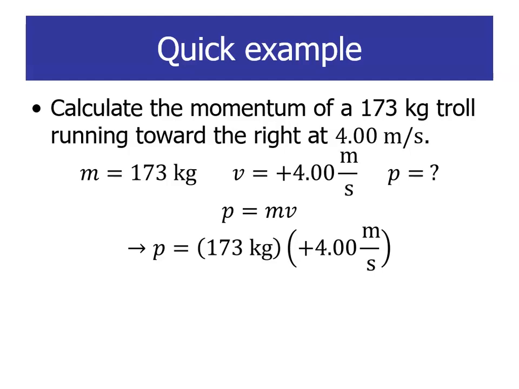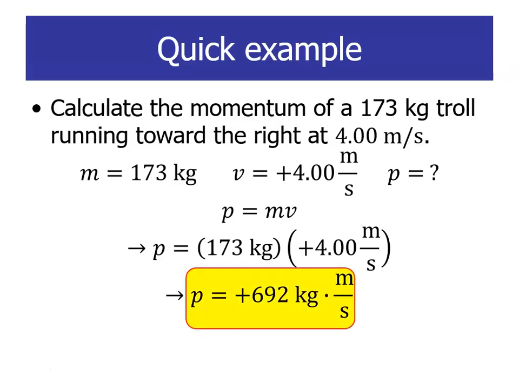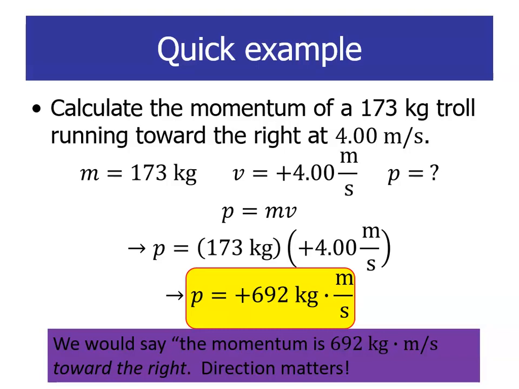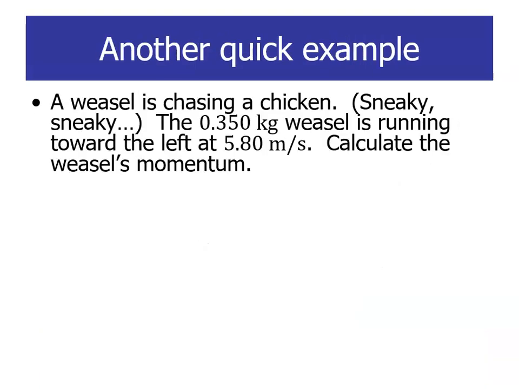So we have p equals mv, plug in the mass, plug in the v, notice the plus sign is there in the given, and the plus sign is there in the answer. p equals plus 692 kilogram meters per second. In other words, we would say that this troll's momentum is 692 kilogram meters per second toward the right. So yes, again, the direction matters.